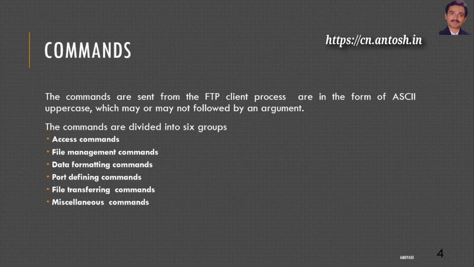The commands sent from the FTP client process are in the form of ASCII, uppercase. It depends on the operating system. Few operating systems use lowercase, which may or may not be followed by an argument. The commands are divided into 6 groups: access command, file management command, data formatting command, port defining command, file transferring command, miscellaneous commands.